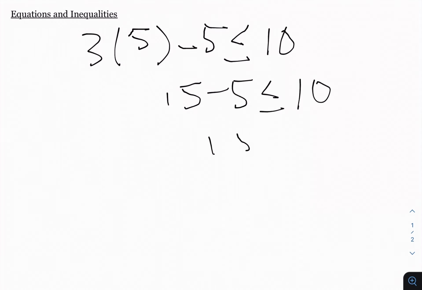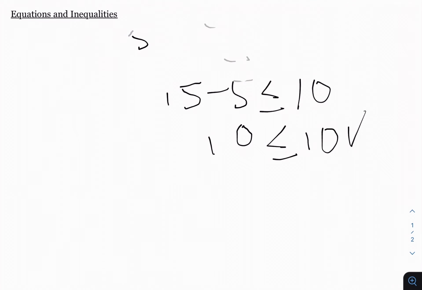So we get 15 minus 5, which is 10, is less than or equal to 10. And the inequality is correct because 10 equals 10, which means that the value that we got is correct. And any x value less than 5 would have also worked.